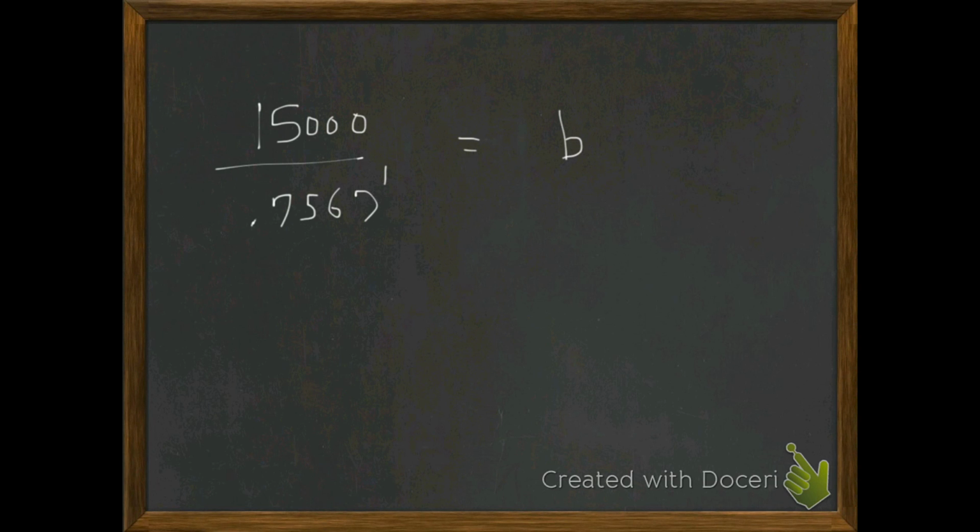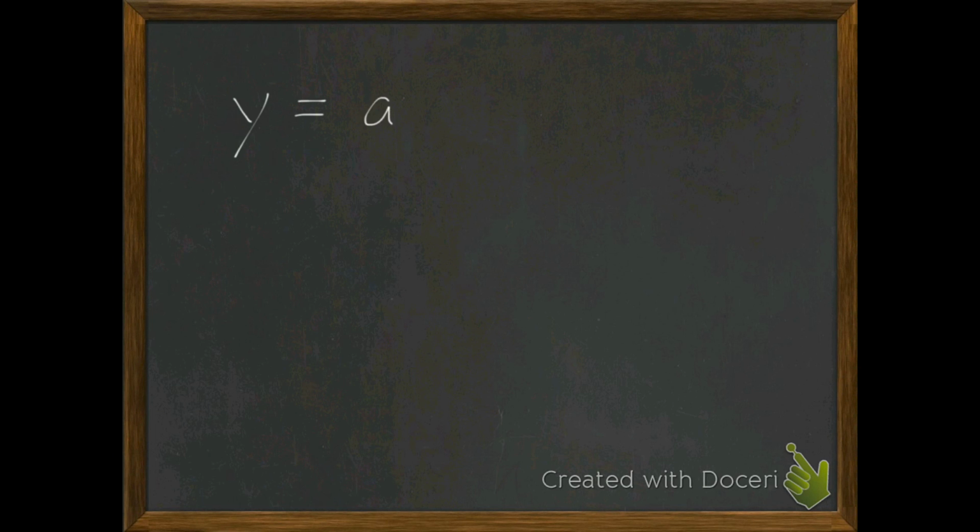So I'm just going to grab my calculator and do this. So 15,000 divided by 0.7567. So A is going to be equal to 19,822.92. Alrighty. Now, so ultimately, guys, what we get is that the value y, and I'm going to clean this up in just a second, is A times B to the x power.